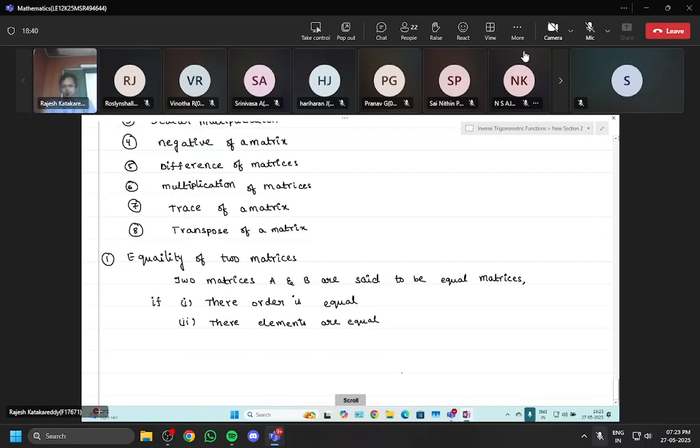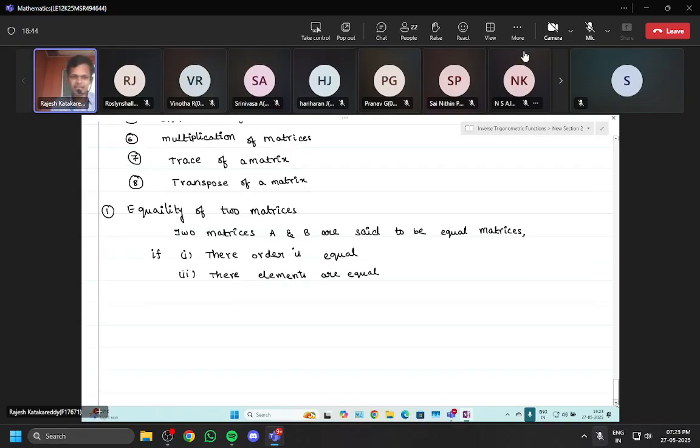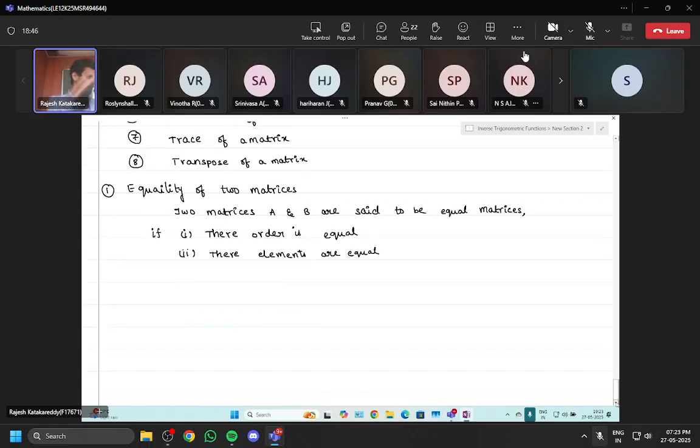Right? So like if we are taking matrix A and matrix B, we will say matrix A will be equal to matrix B if the order of matrix A is equal to order of matrix B. It is not necessary A and B are square matrices. You can also have rectangular matrices, but they are equal as well. Order is same and each and every element is same.